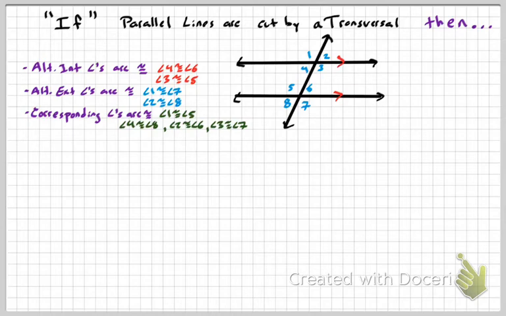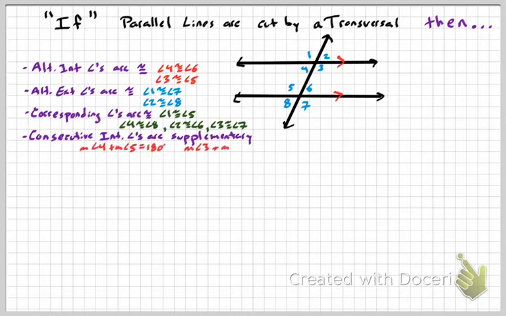Now the next one, consecutive interior, if you notice, those two pairs would be angle 4 and 5 and 3 and 6. Just by how they look, we can tell they're not going to be congruent. Instead, this pair is supplementary. So consecutive interior angles are supplementary. So that would mean measure of 4 plus measure of 5 equals 180, and measure of 3 plus measure of 6 equals 180. Again, I'd probably at this point pause this to make sure you get all this information down. All right, so on the next slide we're going to do some examples.